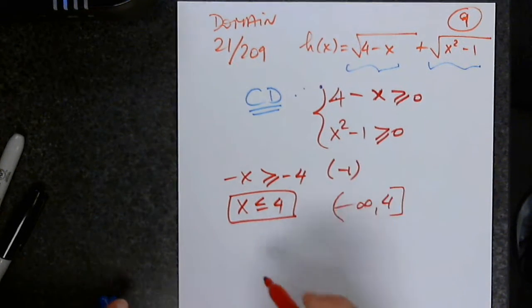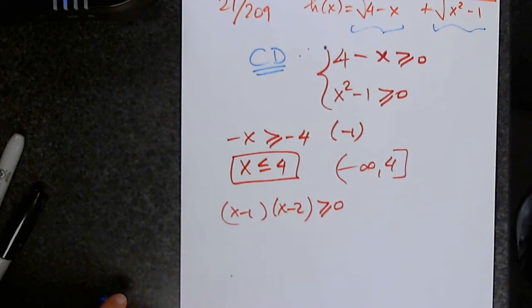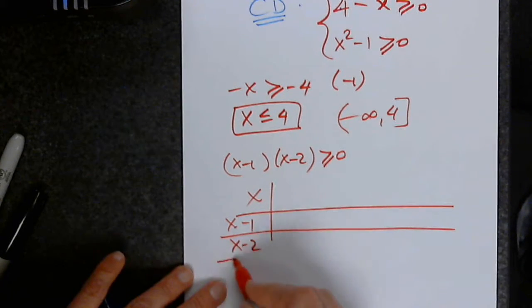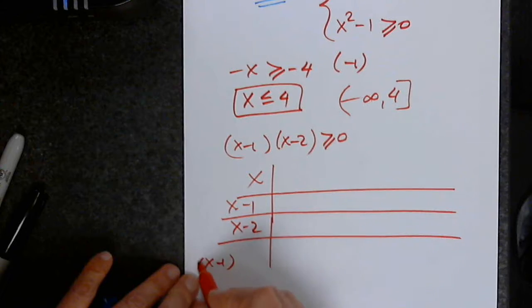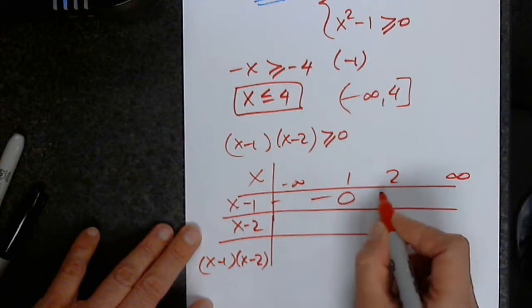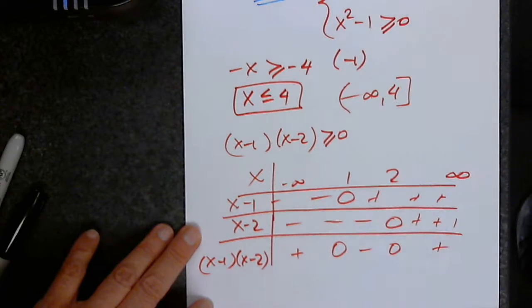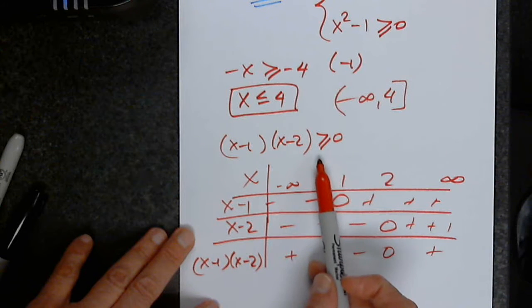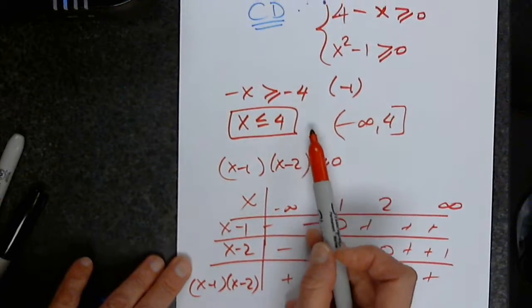Now the domain of the second function, x minus 1, x plus 1, greater than or equal to 0. Yes, you can use the chart or any other method you prefer, because anything beyond this is a linear inequality. So x minus 1 and x plus 1. So negative 1 and 1, negative, positive, 0 and 0, positive, negative, positive. For greater than or equal to 0, it would be between negative infinity and 1. No, the x squared minus 1.